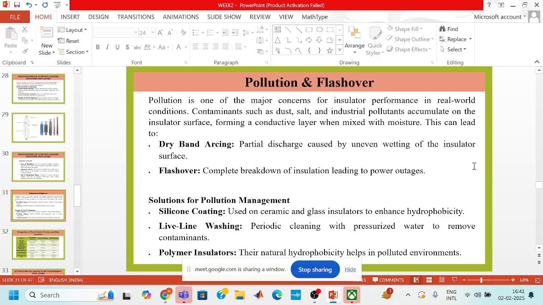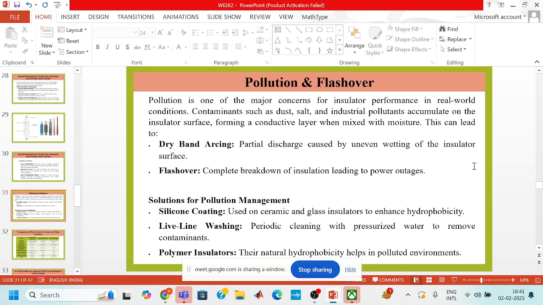Then what is dry band arcing? Dry band arcing is the partial discharge caused by uneven wetting of the insulator surface, because when salt or other pollutants accumulate on the surface of the insulators, it becomes conductive when it comes into contact with moisture. So this is known as dry band arcing. Second is flashover, that is a complete breakdown of insulation leading to power outages.